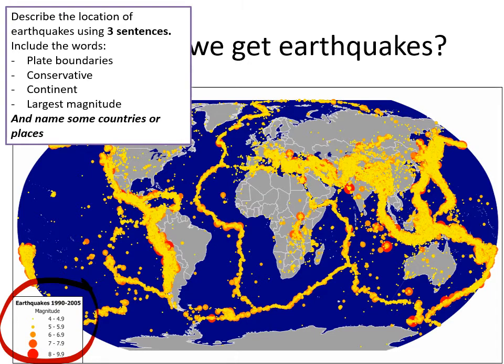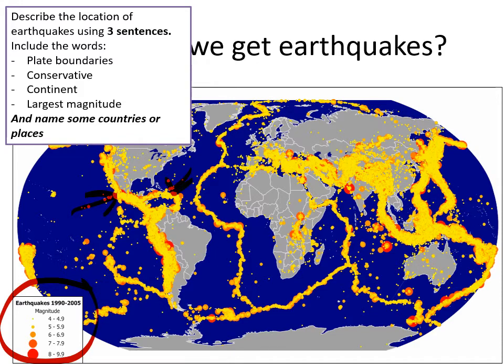So the first thing you'll probably notice is that the first sentence I would have written here is earthquakes occur on plate boundaries. That's the first thing I would have said. Then I would say that they occur on all types of plate boundaries. So hopefully you learned that in lesson 2, but we can see them happening on conservative plate boundaries like the ones over here and here.